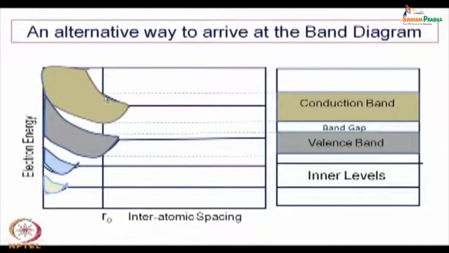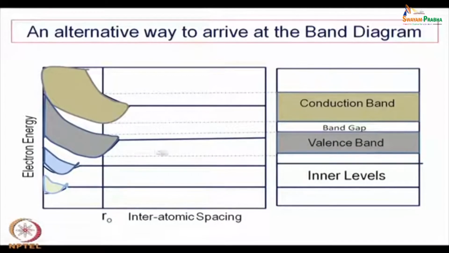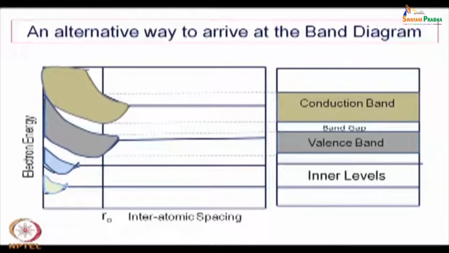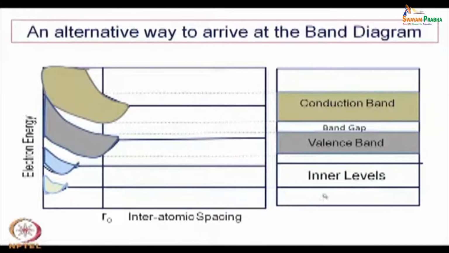The first level gets split up and degenerated, and that forms the highest level, whereas the next one is this next inner level, and that also gets split up, and you have a band of energy here, whereas the inner cores, the inner levels, do not interact. At the interatomic spacing or the equilibrium distance of separation, there is still no interaction between them.